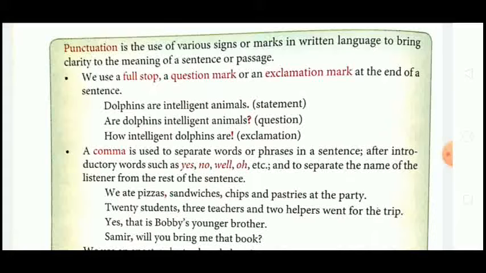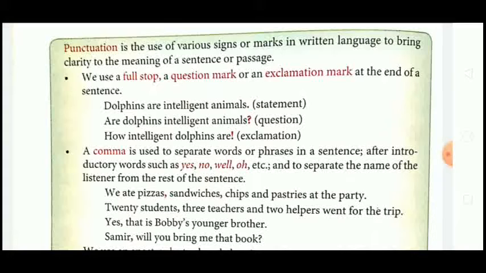Next we are going to see about comma. A comma is used to separate the words or phrases in a sentence, after introductory words such as yes, no, well, oh, etc., and to separate the name of the listener from the rest of the sentence. We use comma for three purposes.